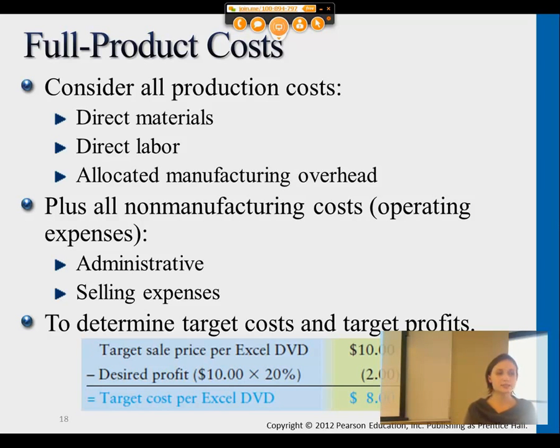Okay, so how am I going to determine my target cost and target profit? What am I going to do here? I'm taking my target sale price per Excel DVD, right? Same story, $10. We just said that. And then I'm saying that I want my profit to be at 20%. So what am I going to do? I'm going to subtract that profit that I want of $2. And I'm going to say that the target cost per that Excel DVD should not be more than $8. Clear? No? What is the question?